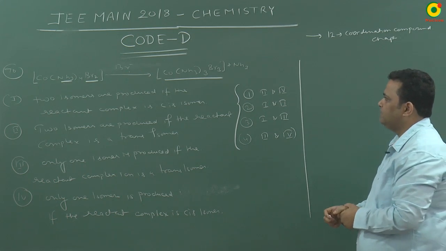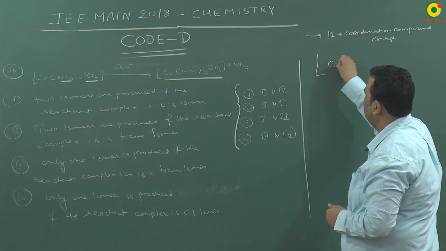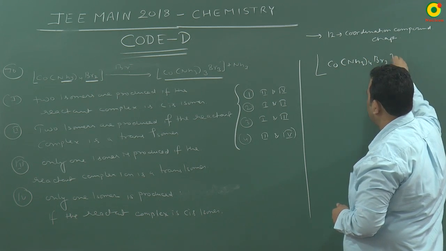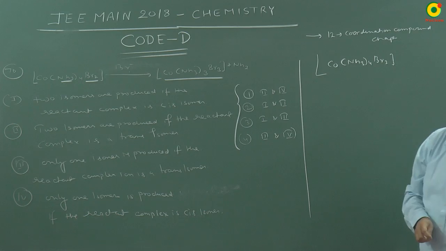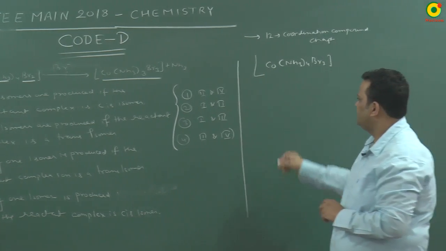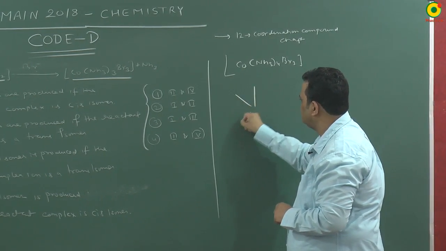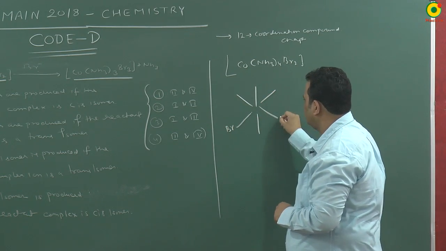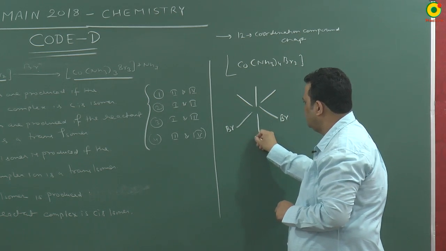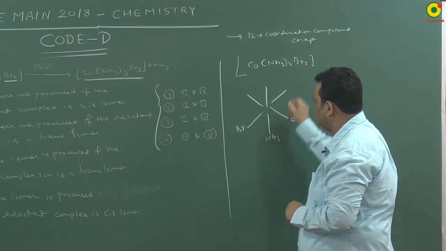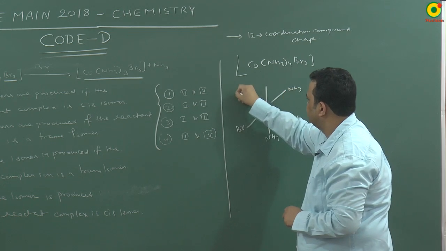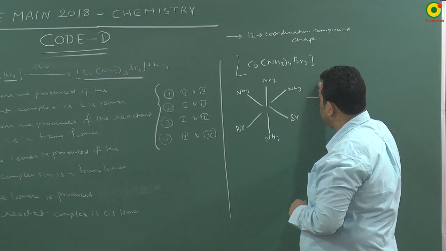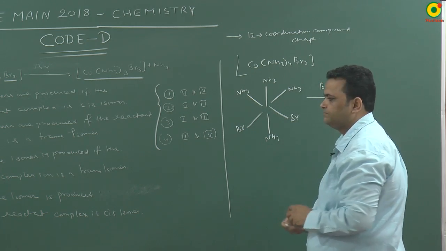So in this complex, first we are looking at the reactant side. It has 2 geometrical isomers. So first I am drawing its cis isomer. In the cis isomer, Br, and this is ammonia, this is ammonia, and this complex is being reacted with Br minus ion.